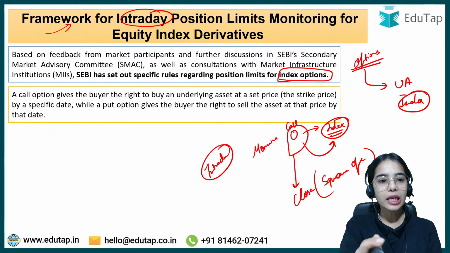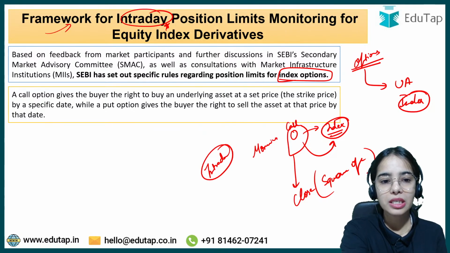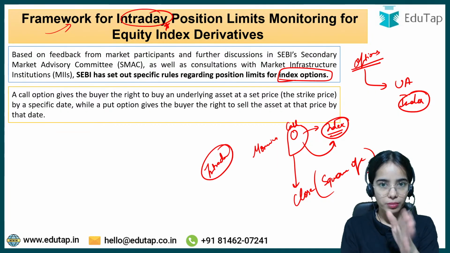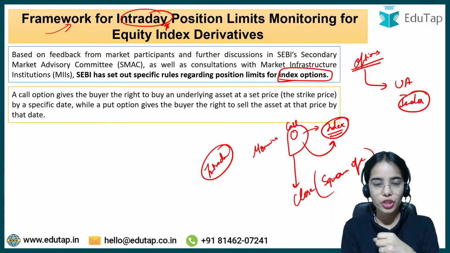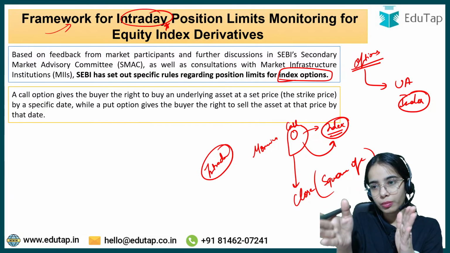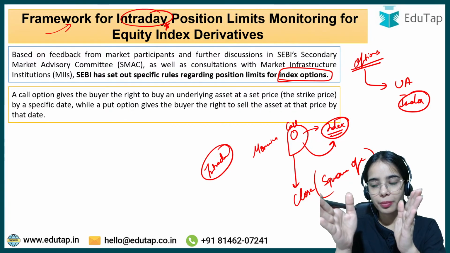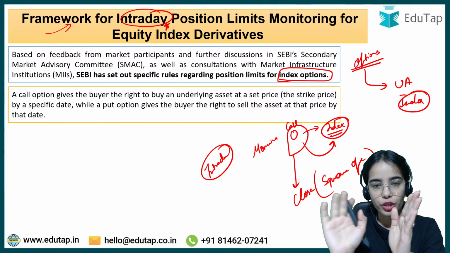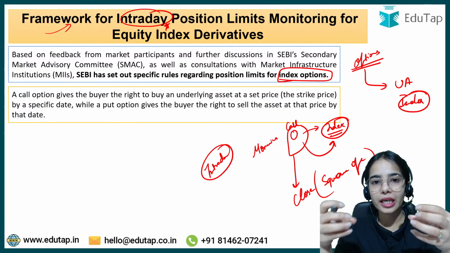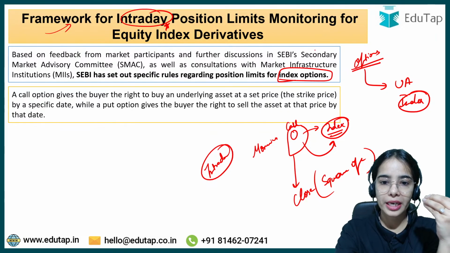So basically intraday means that at the start of the trading hours, I can buy the option or I can sell the option. Before the closing of the trading period, I have to square off my position, I have to close off my position. So this is the basic idea of how intraday trading happens in index options.